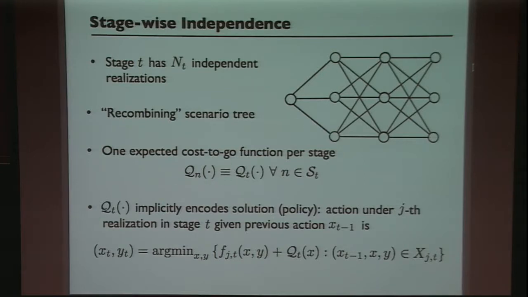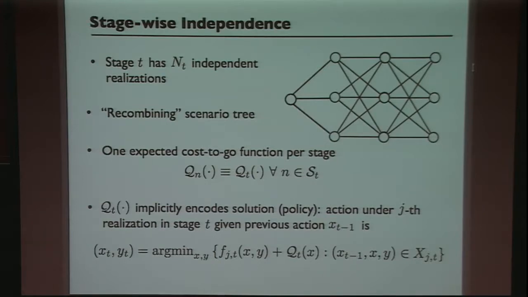So this stage-wise independence is a very, very important property and helps us a lot. As I mentioned before, I have only a small number of cost to go functions that I need to know, and these implicitly encode my policy, my actions. A policy is basically a mapping from the information that I've seen to the actions. If I give you a scenario tree, you can think of a policy as a table: if you're in node n, this is what you do. That's one way to encode a policy.